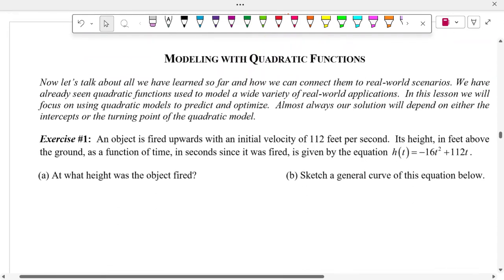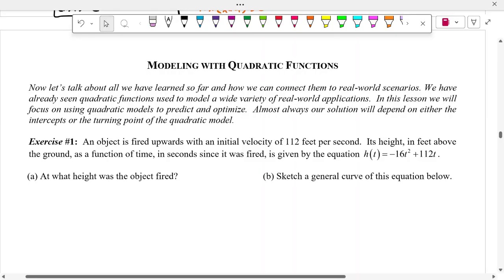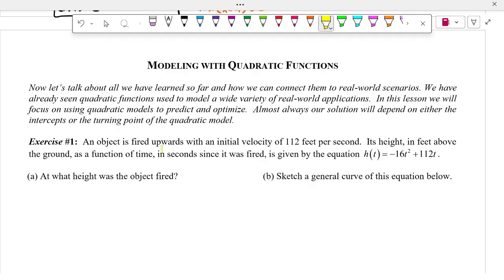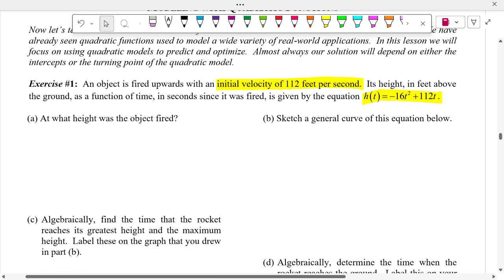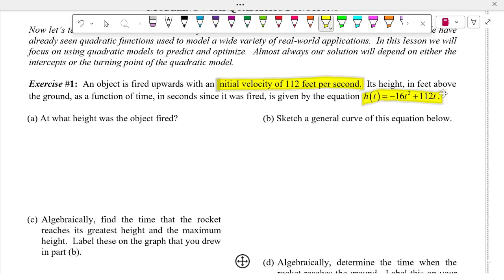Okay. Moving on. Modeling. Now, we did some of this back in Unit 3. All right. So, if an object is fired upwards with an initial velocity of 112 feet per second, the height above the ground is a function of time, which is this function. So, what is the height that the object was fired? 0. There's no constant, so it's 0. So 0 feet. Because remember, it's based off of your C value. Do we have a C value? Yes. Well, we technically do, but it is 0.